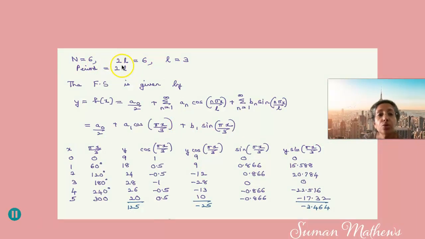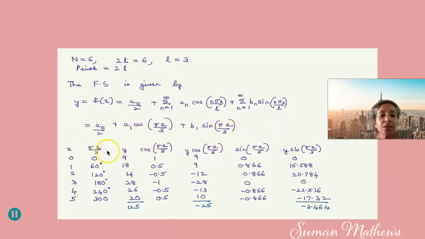So when it is not 2 pi, 2l is 6, l is 3, so period is 2l, and the Fourier series in this case is given by y equal to f(x) equal to a0 by 2 plus summation n equal to 1 to infinity an cos n pi x by l plus summation n equal to 1 to infinity bn sin n pi x by l. So up to the first harmonic it will be a0 by 2 plus a1 cos pi x by 3 plus b1 sin pi x by 3.